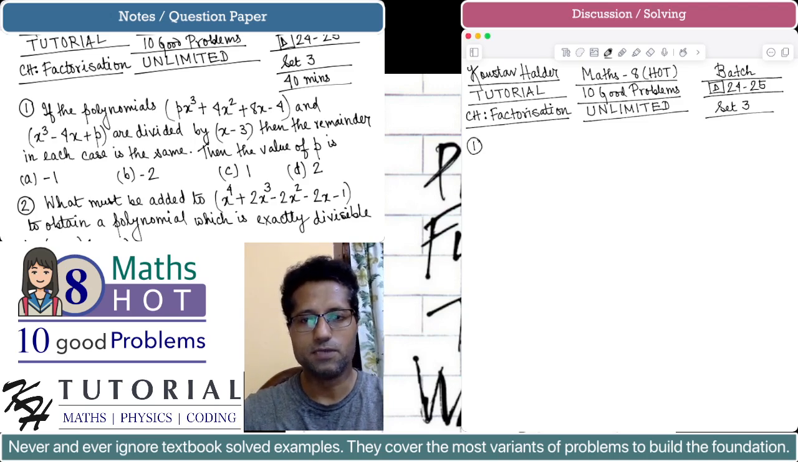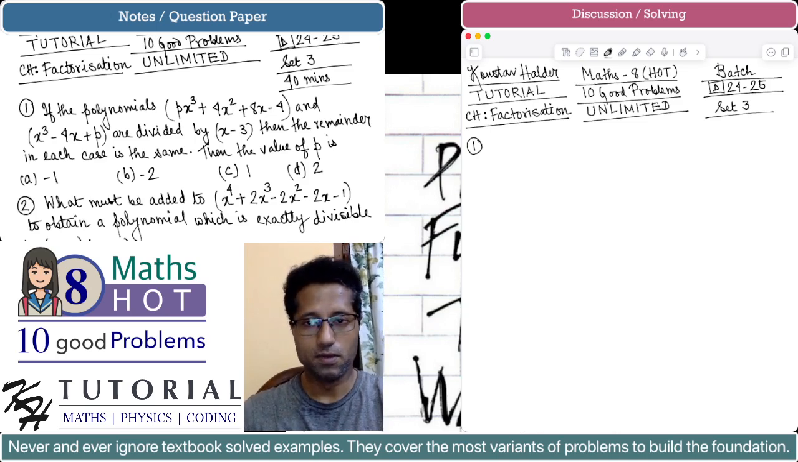The first problem says that if two polynomials are divided by x minus 3, then the remainder in each case is the same. Then the value of p is. So both the polynomials, as we can see, have an unknown constant. P is a constant, but it is unknown. We have to find that.